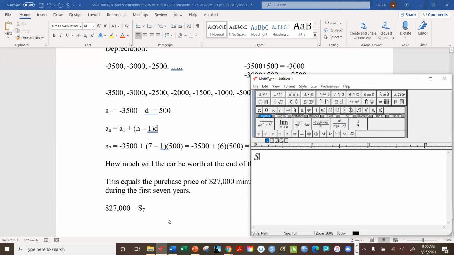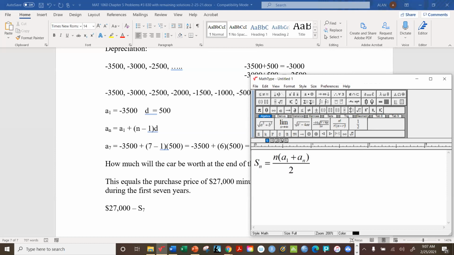So S7, well, let's just say that Sn in general, Sn is the ratio of, hold on one second, n times A1 plus An, all divided by 2.